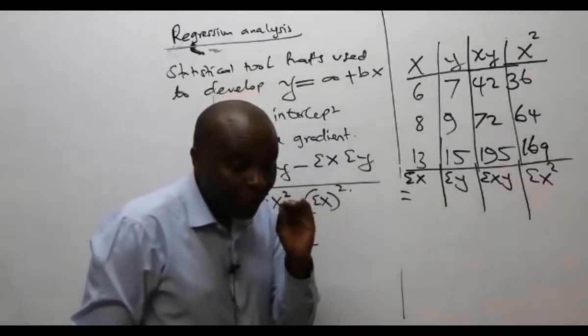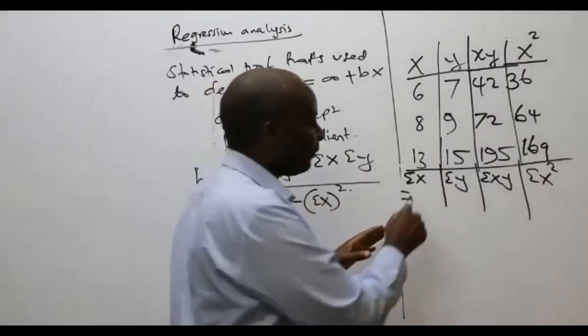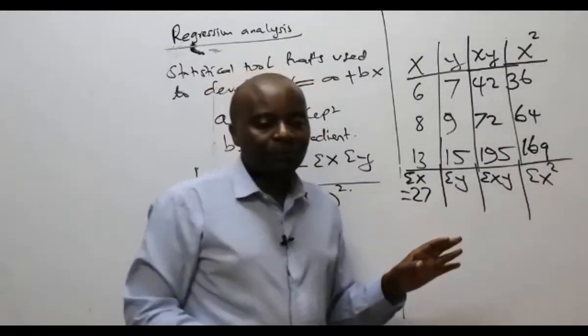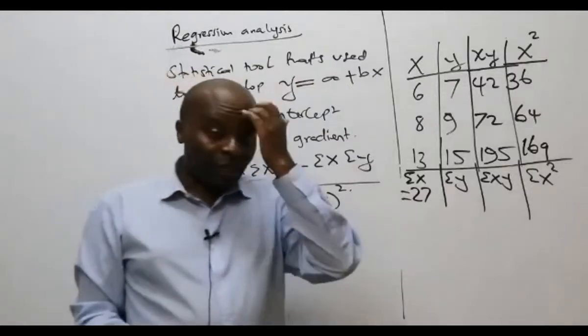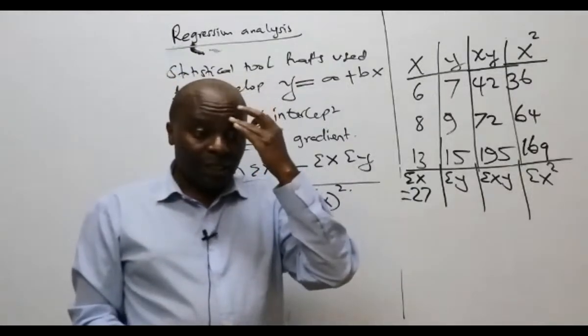So according to Sharon, the first one is 27. Summation of x is 27. How about the other students?